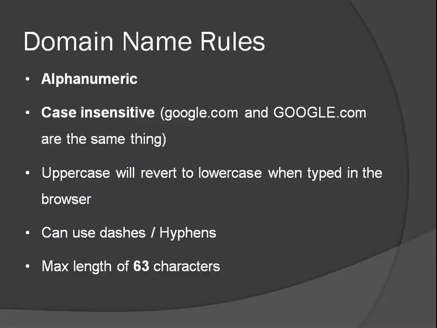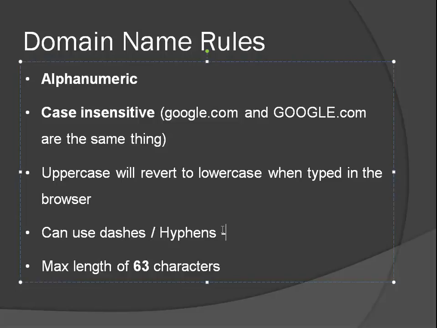So domain name rules, these are things that you need to follow when you're creating a new domain. They have to be alphanumeric, so numbers and letters are okay. Although I don't think you can start it with a number, but I'm not positive. They're case insensitive. Google.com lowercase is the exact same as uppercase Google.com. If you type in google.com with all uppercase, the browser will actually translate them to lowercase.